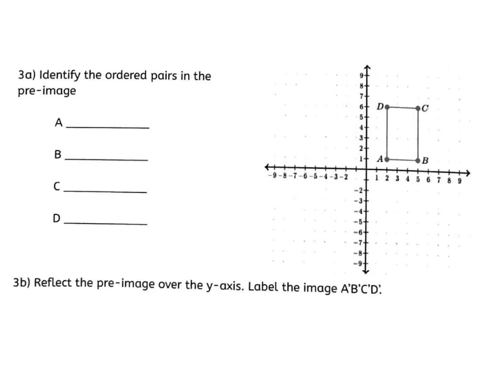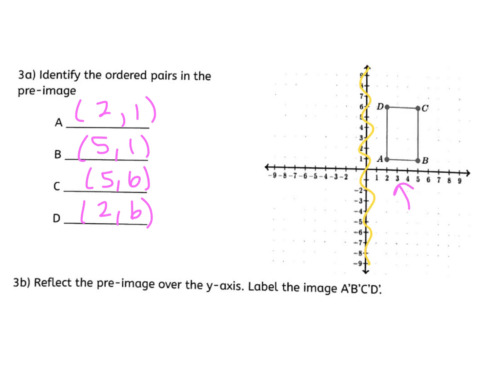Okay, number 3, we're going to identify the ordered pairs of the pre-image. So we know how to do that. And this time we have numbers in our graph, so that helps. So we're going to be at 2, 1 for A, and 5, 1 for B, and we're at 5, 6 for C, and 2, 6 for D. And we're going to reflect it over the y-axis. Here's the y-axis, so it's going to flip and be in quadrant 2.